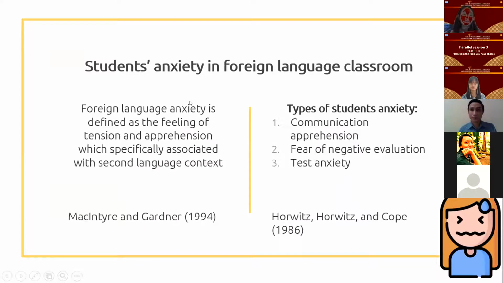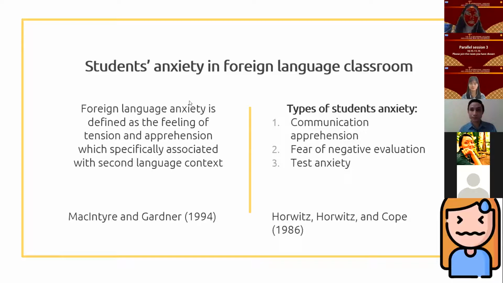Here I have the definition: foreign language anxiety is defined as the feeling of tension and apprehension specifically associated with a second language context, such as reading, speaking, writing, and listening. And according to Horwitz and Co. 1986, there are three types of students' anxiety in a foreign language classroom.